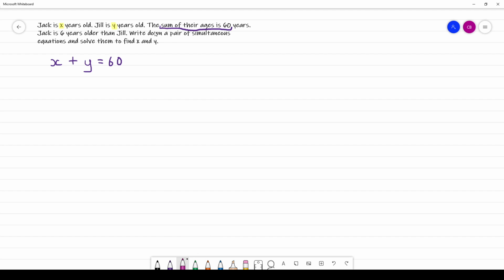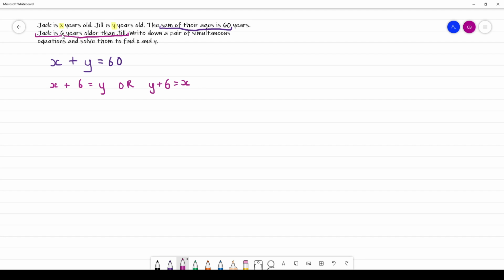The very next sentence says that Jack is 6 years older than Jill. And that is another equation we can create. But what does it mean? Does it mean X plus 6 is Y? Jack plus 6 is equal to Jill? Or is it Y plus 6 equals X? Jill plus 6 years would equal Jack's age. So we've got to figure this one out.